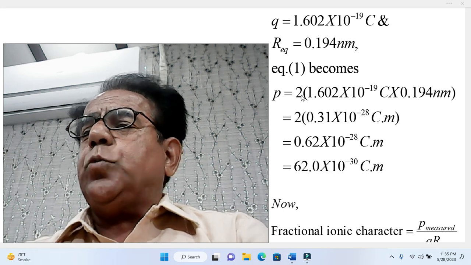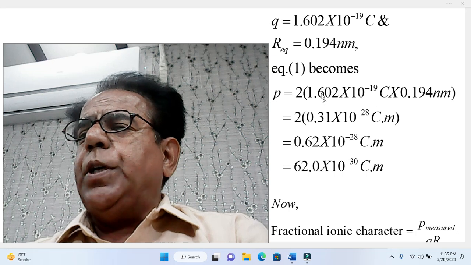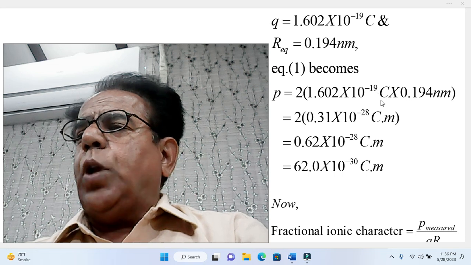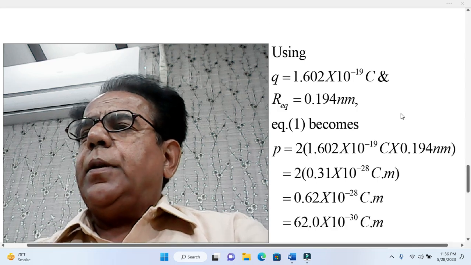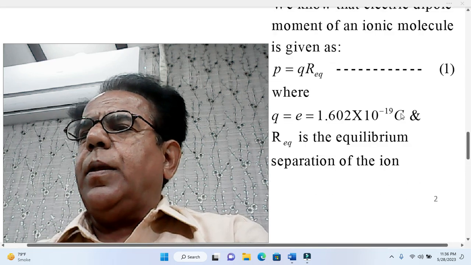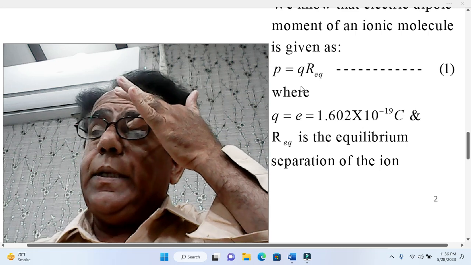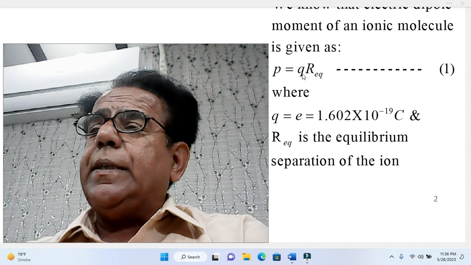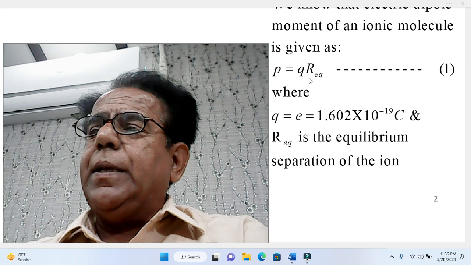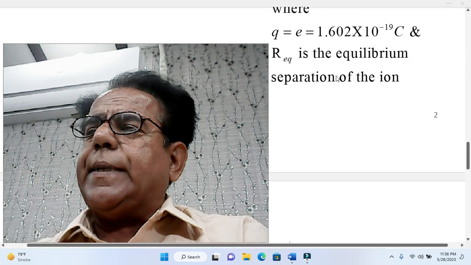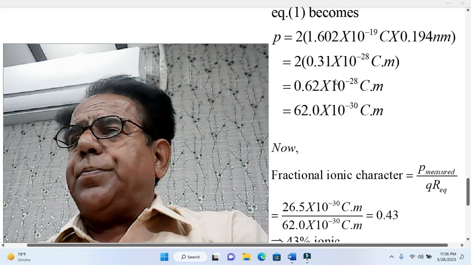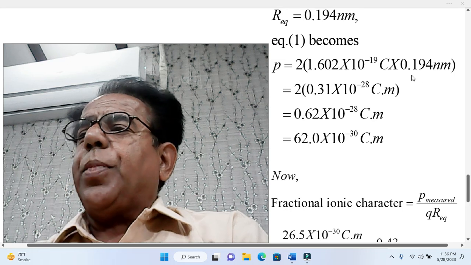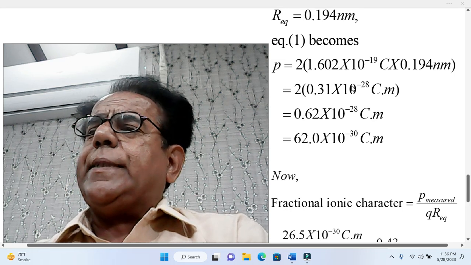P is equal to 2 into, this is the value of QRE, the electronic charge on an electron, in coulomb, into 0.194 nanometer. This QRE value has been taken from the table, while this value is given in the statement. So next we will just simplify this.